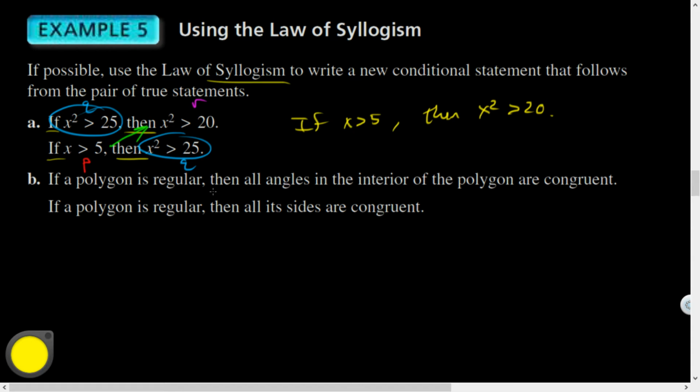All right, how about this one? If a polygon is regular, then all angles in the interior of the polygon are congruent. And this says, if a polygon is regular, then all its sides are congruent. So notice this: I've got if P implies Q, and then I've got if P implies R. Can I apply the law of syllogism here?